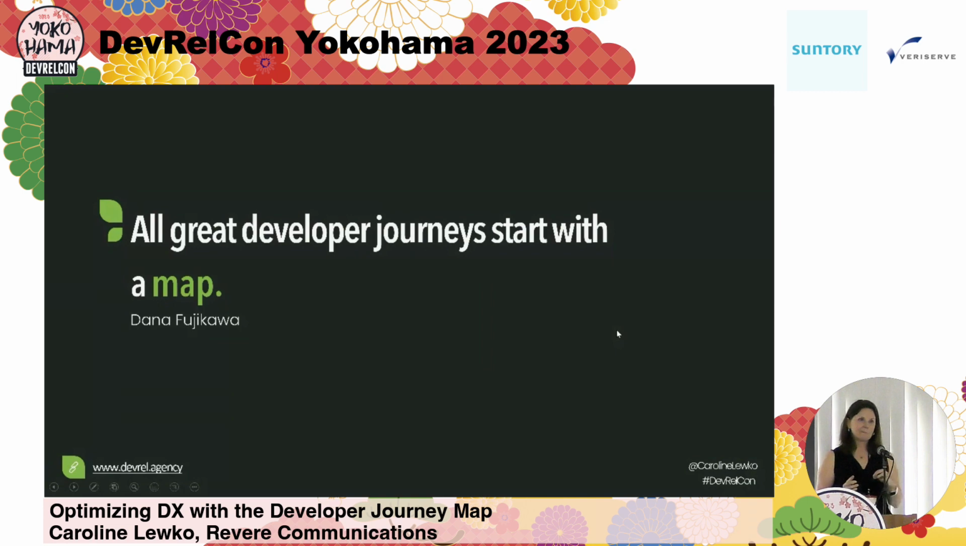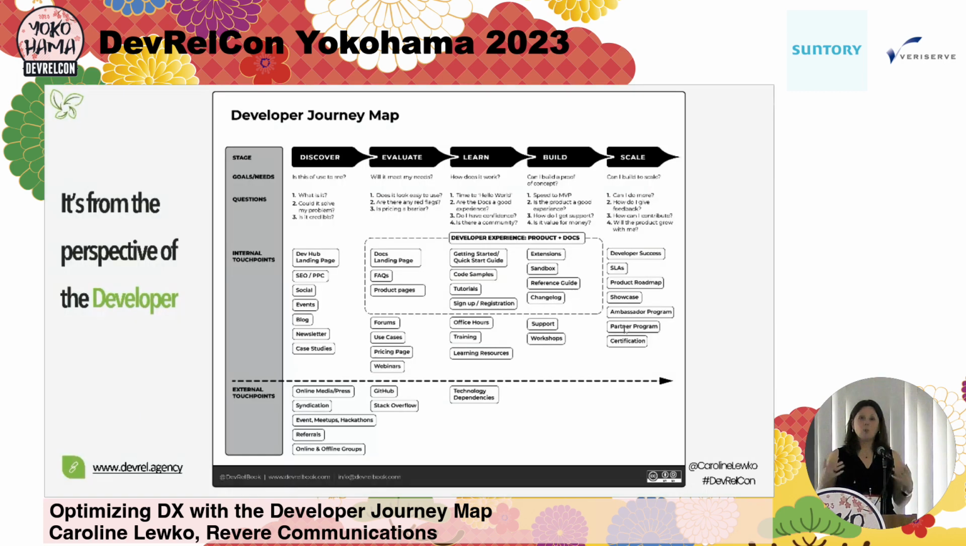So when we talk about journey maps, all great developer journeys start with a map. And this comes from a very well-known fellow by the name of Dana Fujikawa, who works with me. And he's always the one that comes up with those straight statements, like, he never gets really excited about stuff. It's like, all great developer journeys start with a map. So the question becomes, what kind of a map?